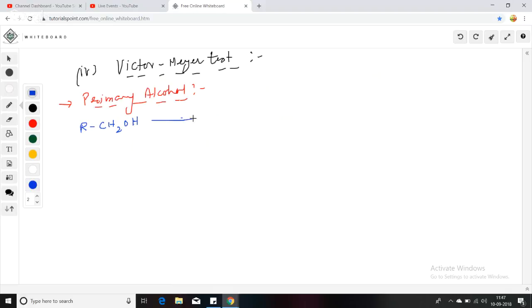and in the first step, it reacts with red phosphorus with I2 HI. Okay, it gives you alkyl halide, RCH2I, and then it is allowed to react with AgNO2. When it reacts with AgNO2, AgI comes out and we get RCH2NO2, nitro compounds we get.